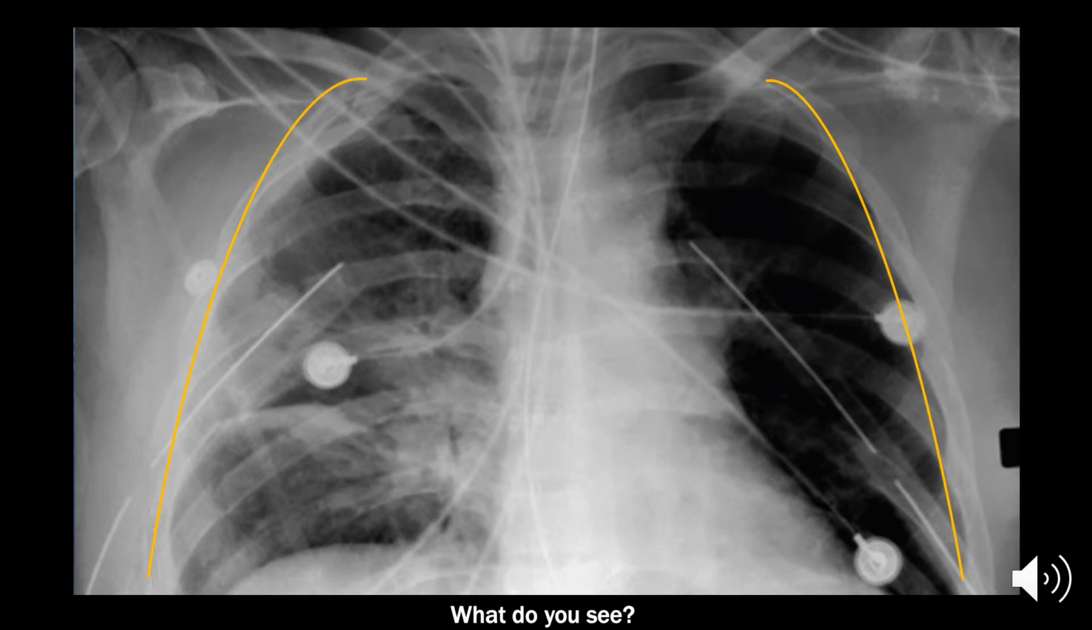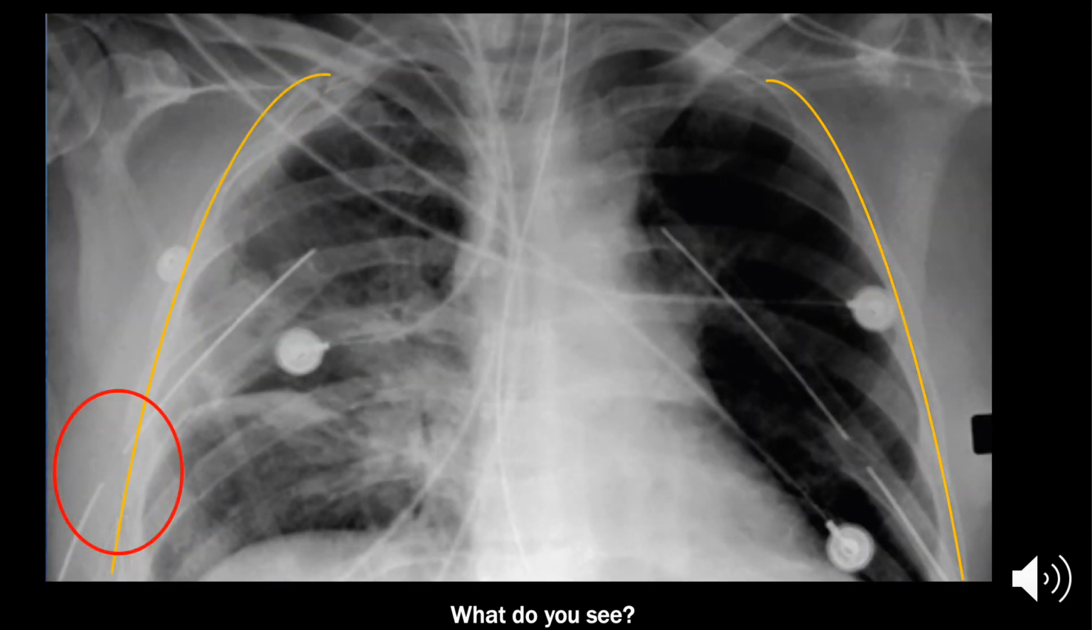Right, so I've already highlighted the chest wall for you in the yellow, and you can see that the most proximal hole has come out on the right side. So you can't just push that back in. You got to take it out, you got to replace it if they need it.